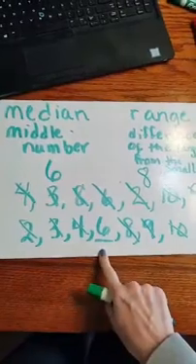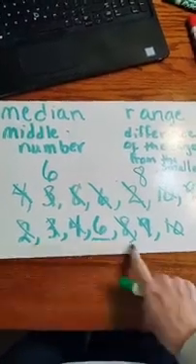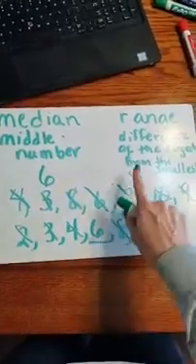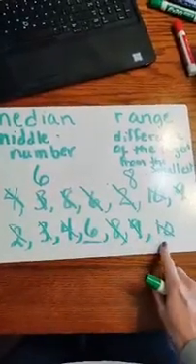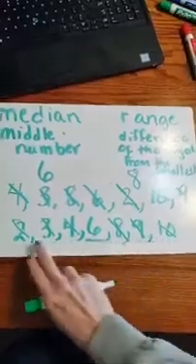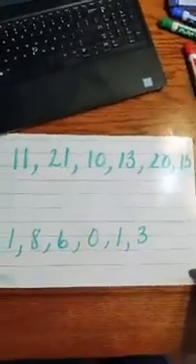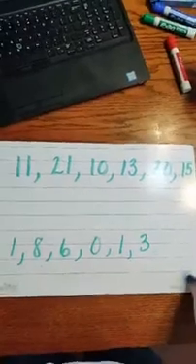My median is 6. My middle number is 6 because I put them in order first. Always important. Put them in order. Find the middle. And then my range, the difference from the largest to the smallest, I subtracted and I got 8. So let's try a couple more, guys. And these, we'll find out, are a little different when we get there. But let's wait and get there.